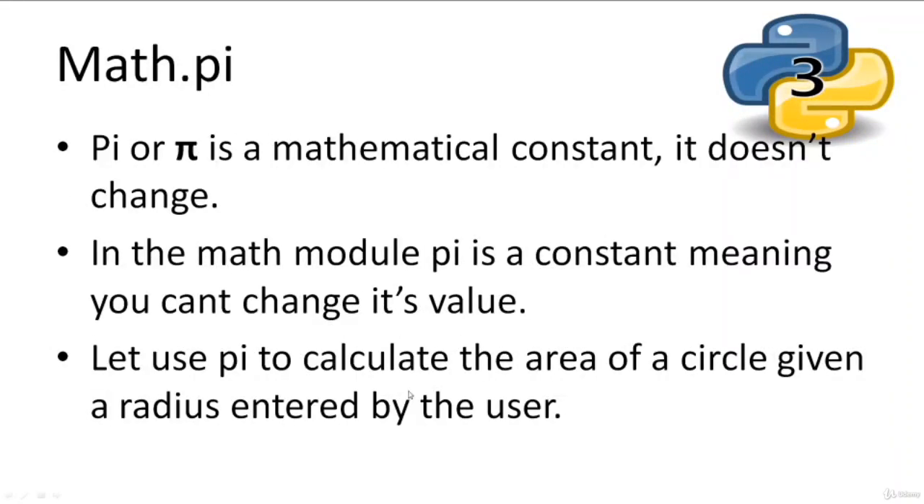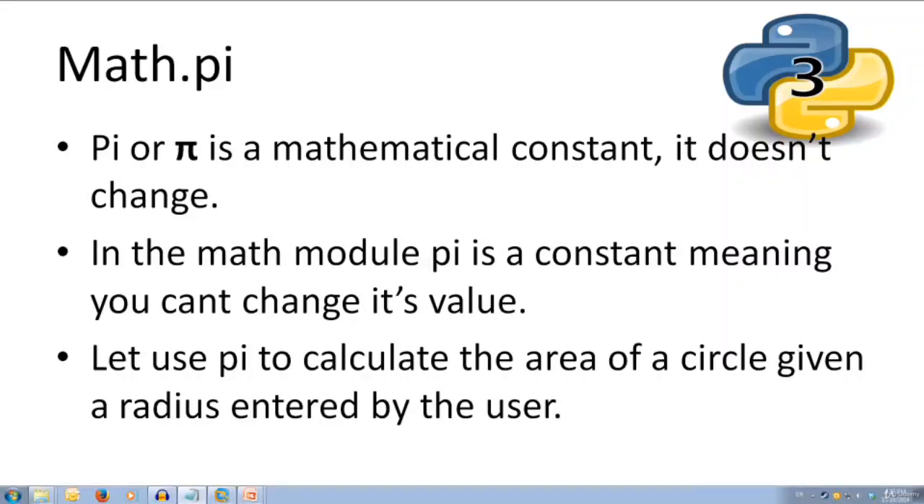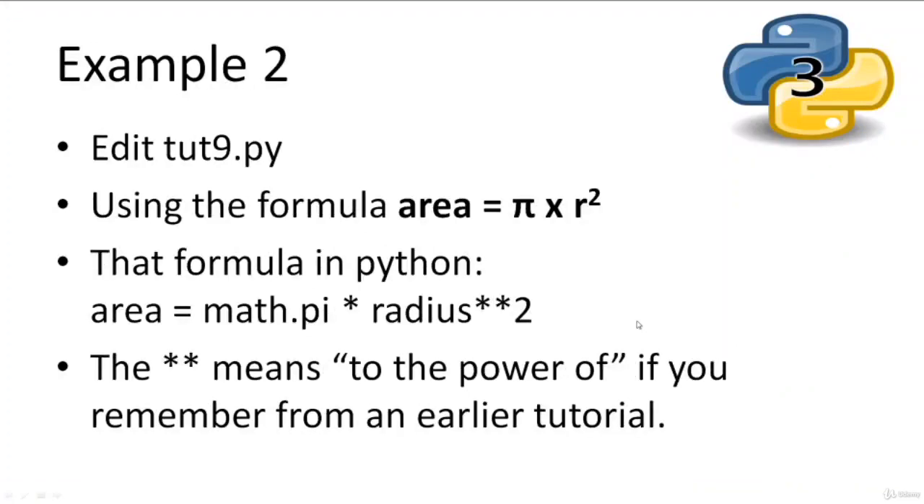Go back to slides, math.pi. Pi is a mathematical constant, it doesn't change. In the math module, pi is a constant, meaning you can't change its value. Let's use pi to calculate the area of a circle given a radius entered by the user.